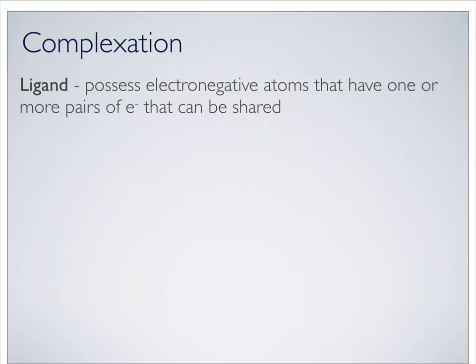So in the example that I just showed, a ligand in that case was water, and it possesses electronegative atoms that have 1 or more pairs of electrons that can be shared. So just to illustrate, we can draw a water molecule where we've got our familiar H2O, and on there we're going to have 2 pairs of unshared electrons, and those can interact with our metal ion. Now other ligands that we could think about would be things like chlorine, ammonia, and so on. All things that have electrons that can be used for sharing.